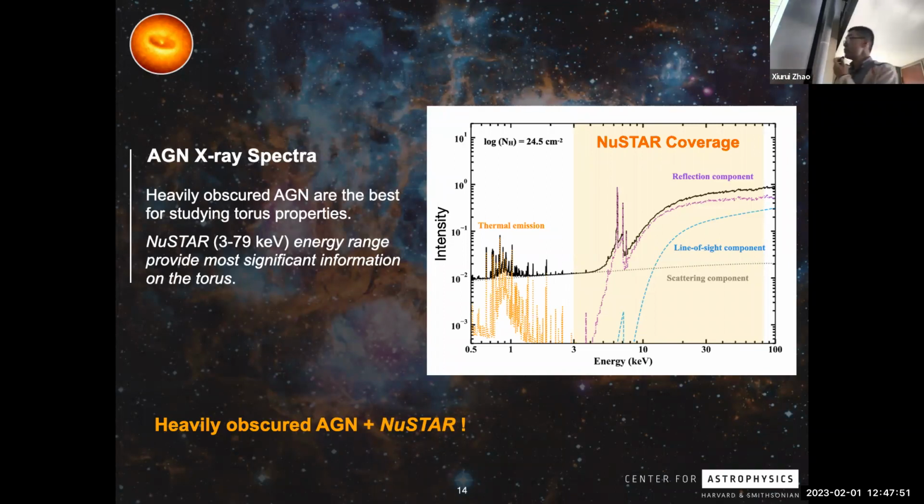And here I also show the NuSTAR bandpass in the yellow shaded region from 3 to 79 keV, and you can clearly see that the majority of the reflection emission lies in the NuSTAR coverage, and NuSTAR will provide significant information about the AGN torus.